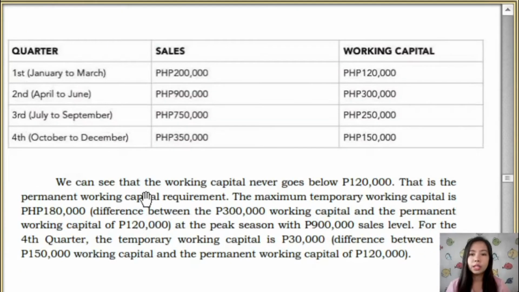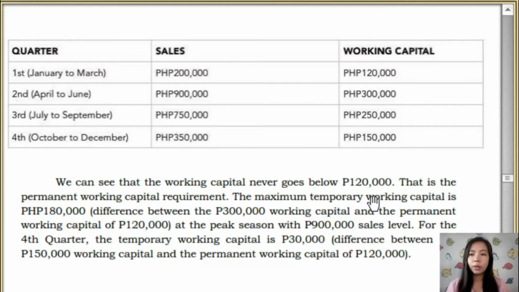So, we can see the working capital never goes below 120. So, ito yung working capital natin. Ang pinakababa niya ay 120 for the year. That is the permanent working capital requirement. And si 120,000 po ang ating permanent working capital.